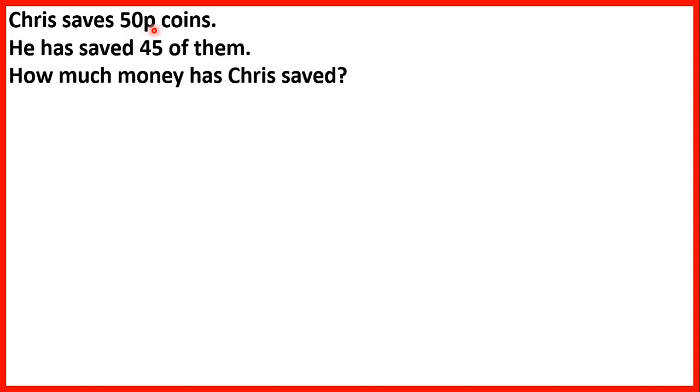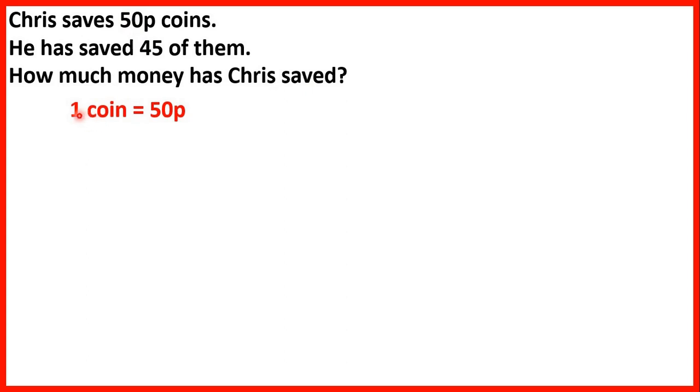Chris saves 50p coins. He has saved 45 of them. How much money has Chris saved? So we can multiply 45 by 50p, and that will give us the total amount in pence that Chris has saved. Or we could count up in steps of 50p.